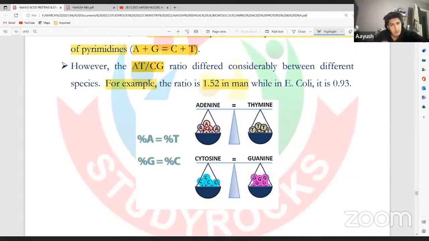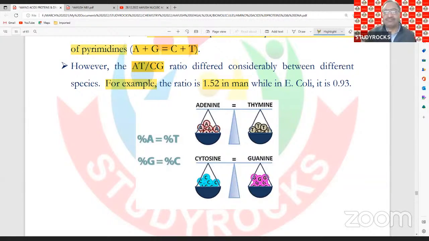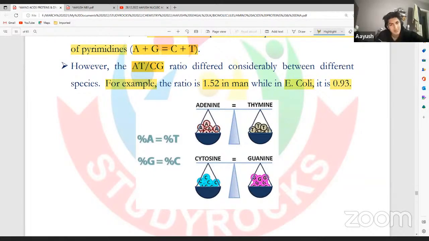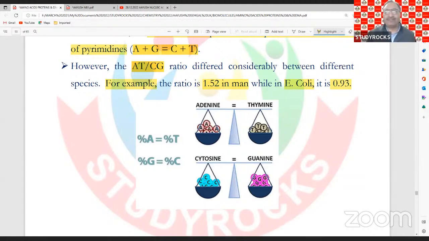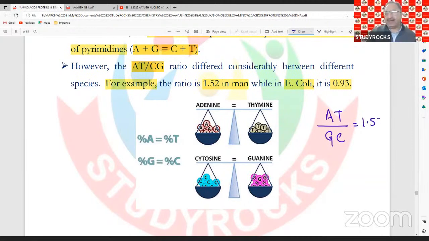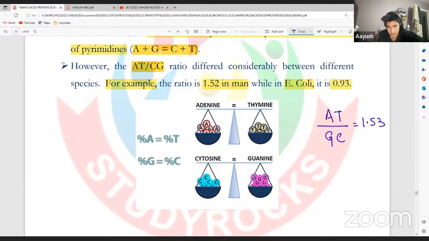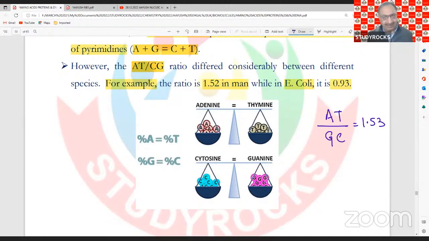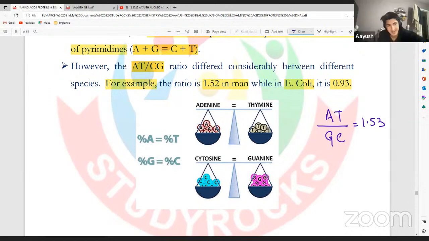In this AT by GC ratio, and in Escherichia coli, it is 0.93. You studied in bio, I believe, Escherichia coli, E. coli, bacteria. If it is 1.53, what did you get from this? Which pairs would be more? The AT pairs. And if it is 0.93, then GC pairs. It means in human beings, AT pairs are more than GC pairs.